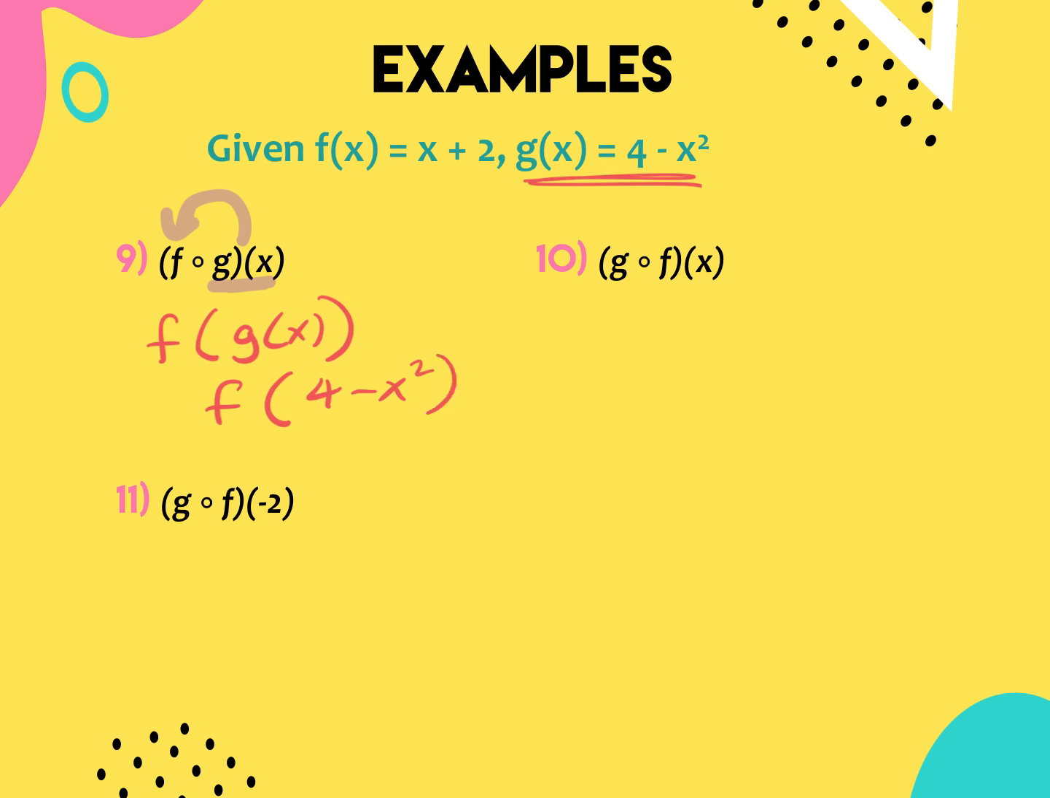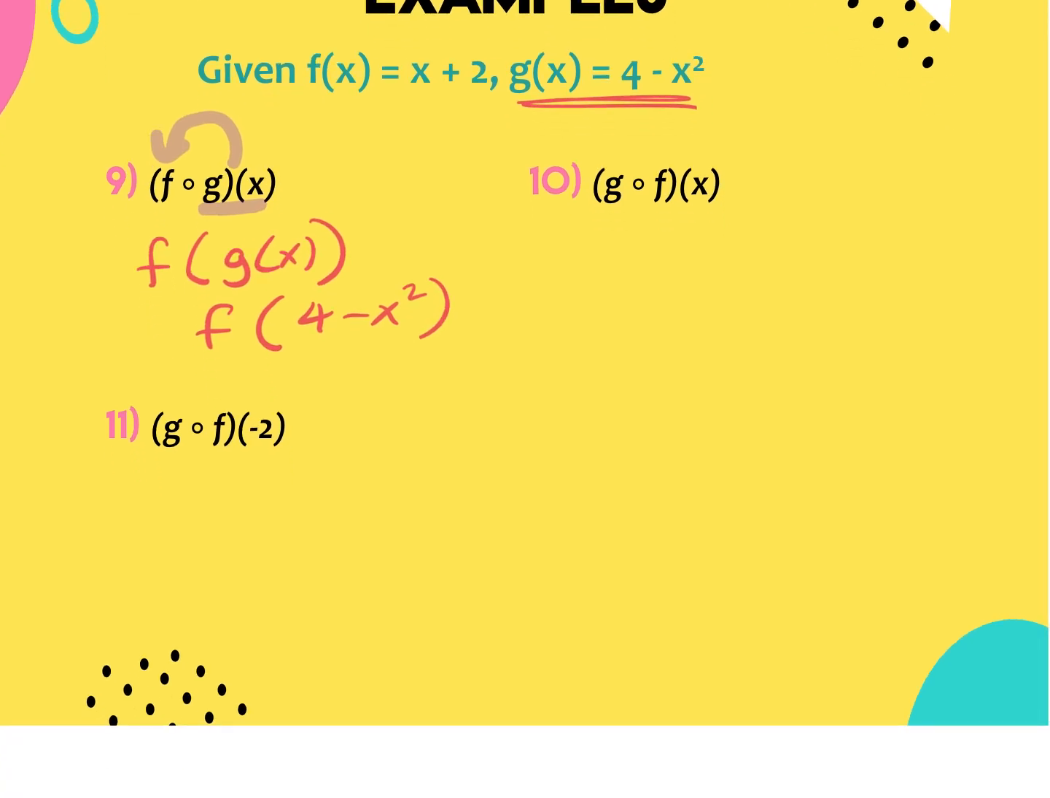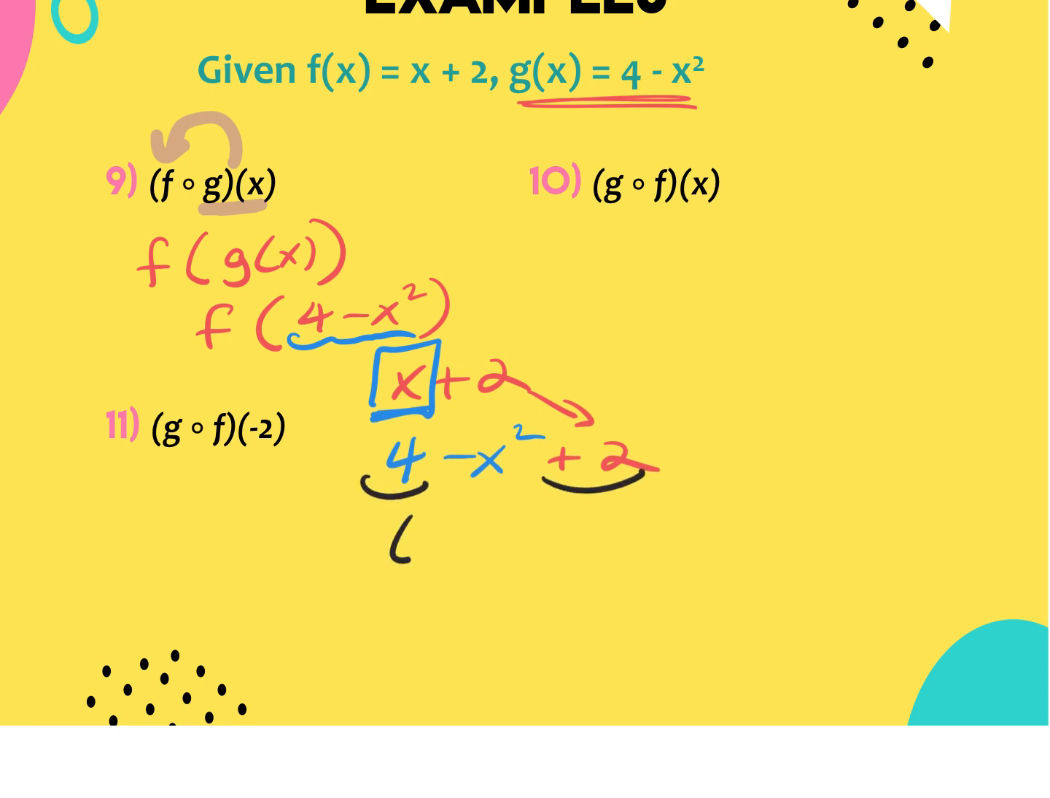So my f of x function, remember, is x plus 2. So what I'm going to do is take out this x and replace it with the 4 minus x squared. So I'm going to take this out and in its place put in 4 minus x squared and then put in the plus 2. Combine your like terms. I have a 4 and a 2 that are like terms, so 6 minus x squared. And that will be my composite function of composing f with g.